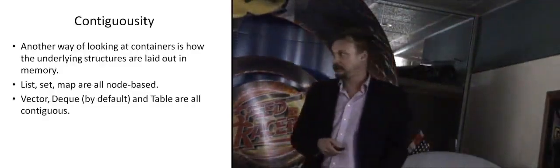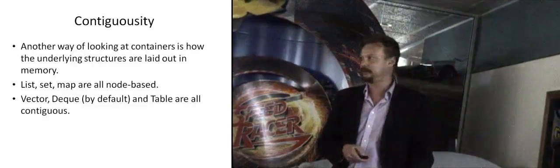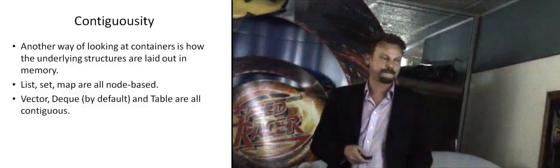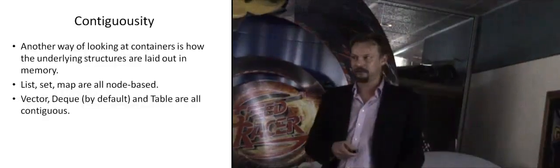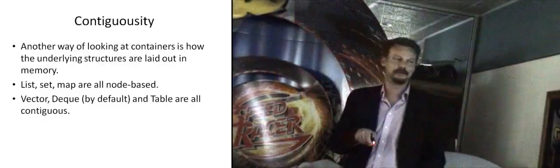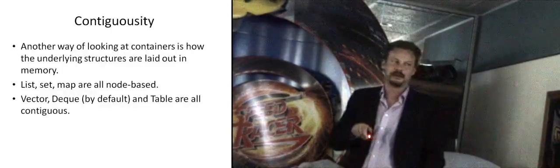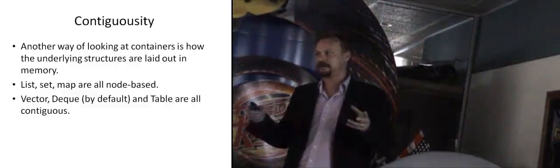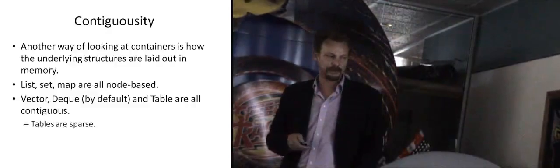Table? Table, unordered sets, unordered maps, hash tables. Is that a new addition? I added it 20 minutes before I gave this talk. What I actually mean by table is hash table. So you've got vectors, deques, hash sets, hash maps, and also unordered sets and unordered maps. They're all tables. They're contiguous in memory, but tables are sparse.